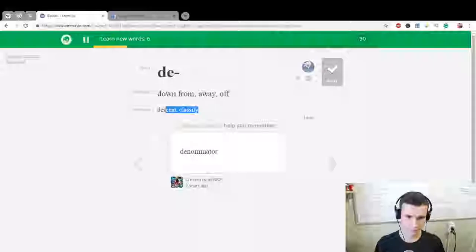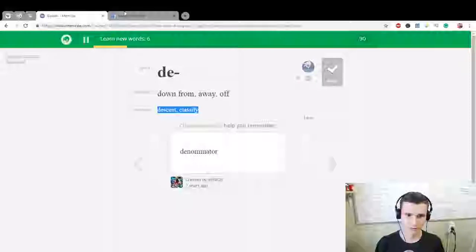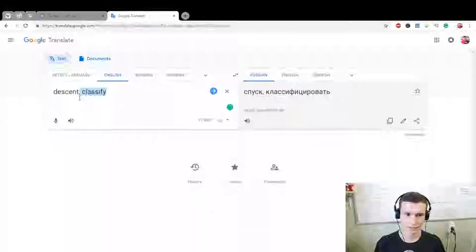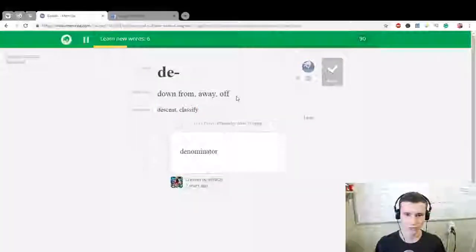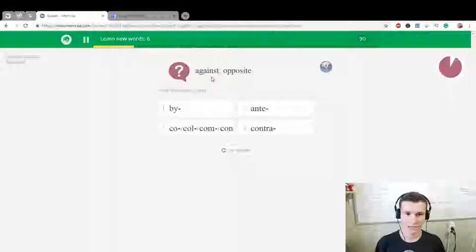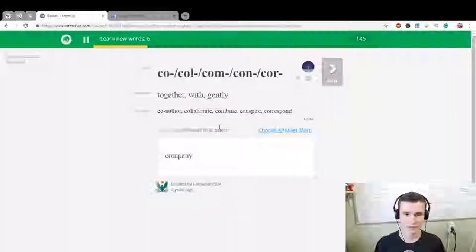De: down from, away, off, like denominator, deceleration, determination, descent. Descent: down from, away off. Against: contra. Together with: co, col, com, con, cor. Oh, what's the difference? Co, col, com, con, cor.